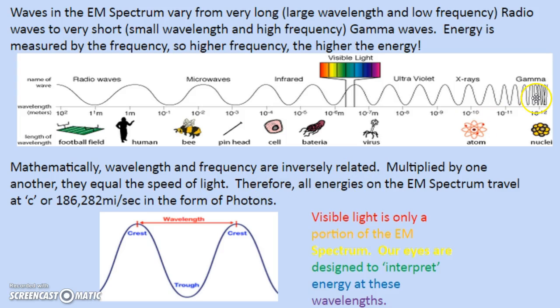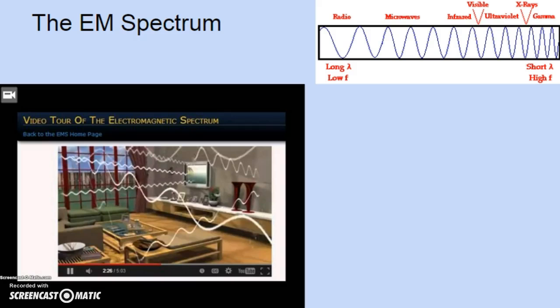Therefore, all energies on the entire electromagnetic spectrum travel at c, the speed of light in the vacuum of space, or 186,282 miles per second, or 300 million meters per second, or 300,000 kilometers per second. Those are all equal values. And they move in the form of photons. Visible light is only a portion of the electromagnetic spectrum. Our eyes are designed to interpret energies at these wavelengths, and that's where this tiny segment comes in.